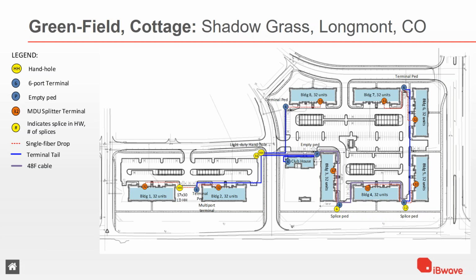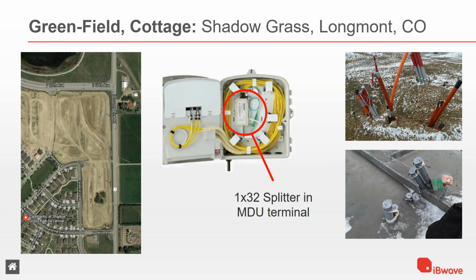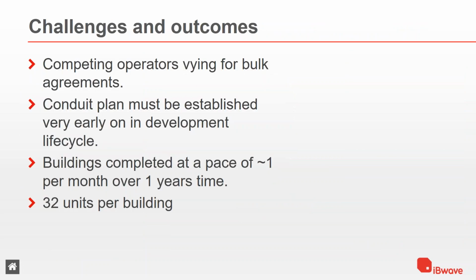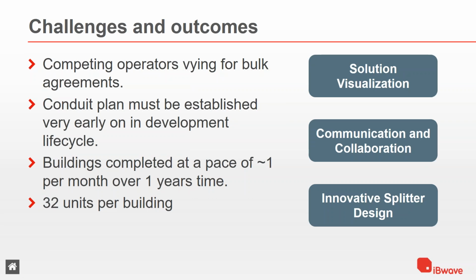So we would put a 1:32 splitter in an MDU terminal that would mount on each building, and from there, it's a single fiber drop routing into the unit. In this particular scenario, you've got multiple operators vying for a bulk agreement for the development so that they will be the only provider in the market. So in order to give yourself the best chance of being selected as the provider, you need to be able to help the developer, the property manager, and the property owner understand the solution, visualize it, and see the value in that network.